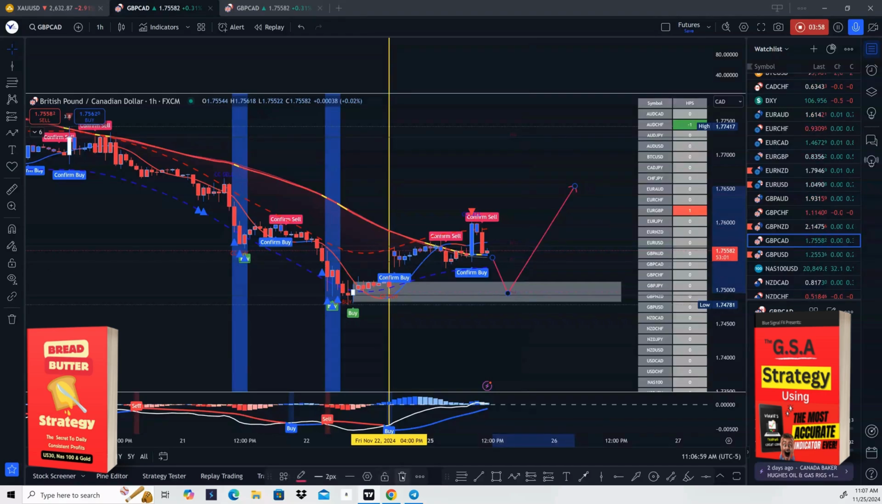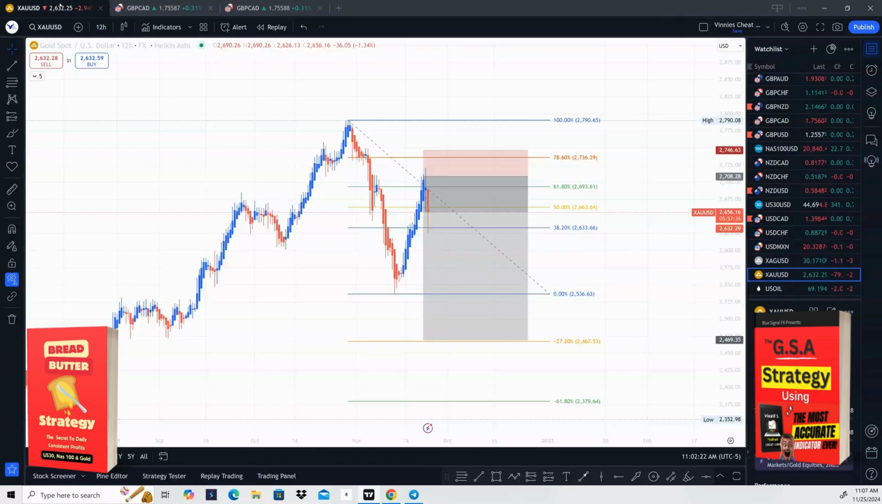Another thing, let's go to my other swing trading chart. So here on gold, I told everyone to sell gold. Let's go to our Telegram group.